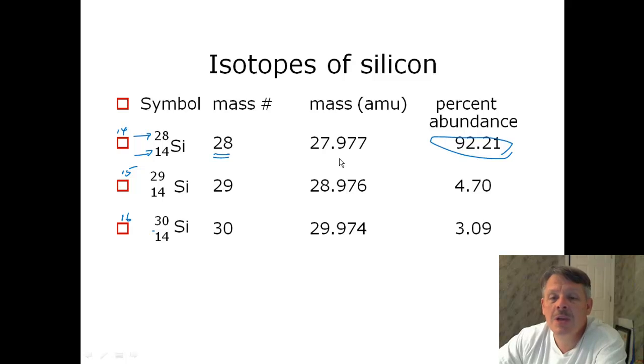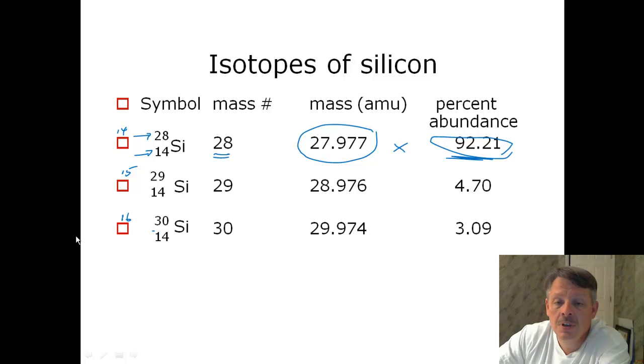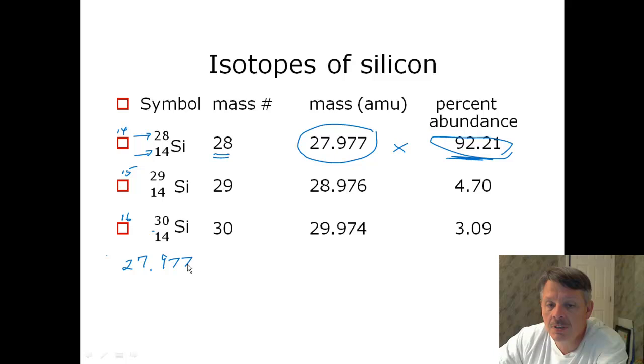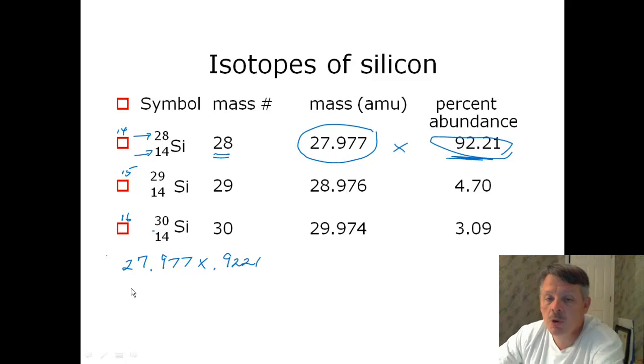So how do we actually figure out what our average atomic mass is? Well, we're going to take our mass amount, and we're going to multiply it by our percent abundance. So let's just write this down, right? And if you need to, pause the video and write it down. But it should be 27.977. And we're going to multiply that by 0.9221. Remember, you have to move the decimal point because we're working with percentages.